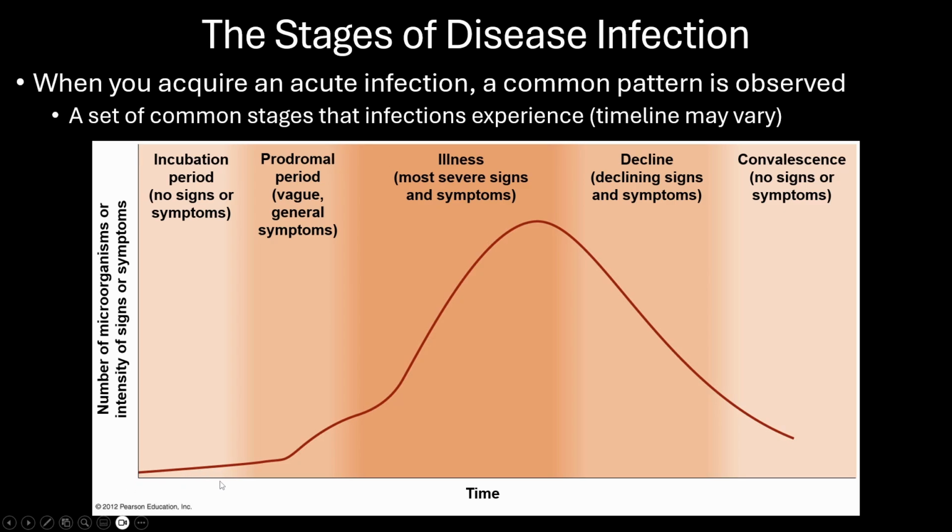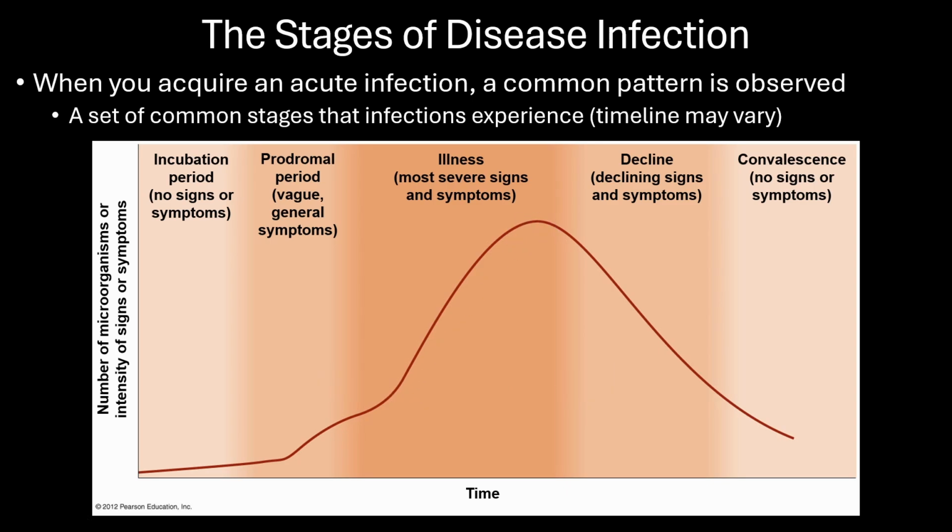This is a period where we are not manifesting signs or symptoms of a disease, but the pathogen is reproducing in our body. Then we enter into the prodromal period, where we start to develop vague or general symptoms. We may start feeling a little bit not so great. Then we enter the proper illness phase, where we develop more severe signs and symptoms of that disease. At this point, we are reaching the apex of the number of pathogens that are present in our body while we are infected with that disease.